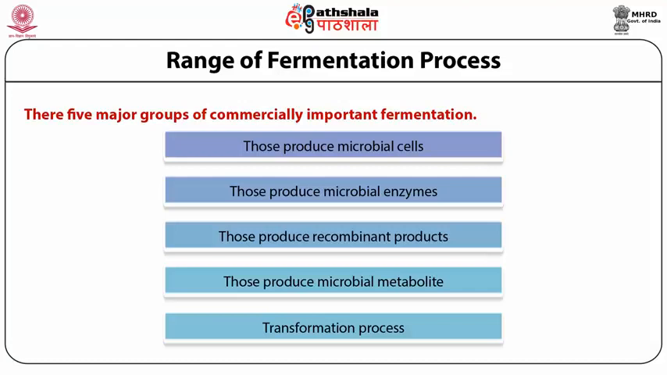We also produce recombinant products. As the word indicates, we make use of recombinant DNA technology, in which we insert a foreign gene into a plasmid and get a desired product. Different kinds of recombinant products are produced during the fermentation process, like blood clotting factor, vaccines such as hepatitis B vaccine, and certain interferons.